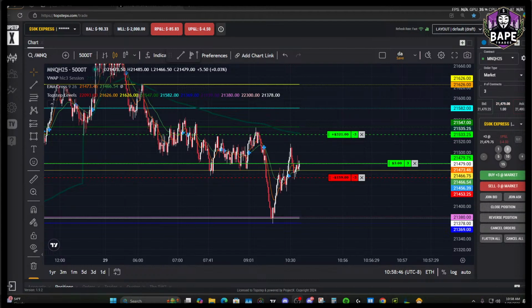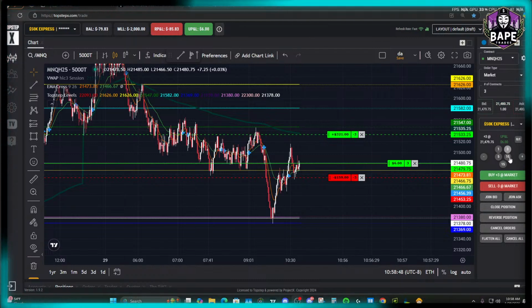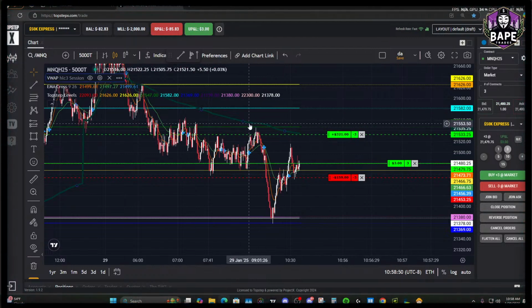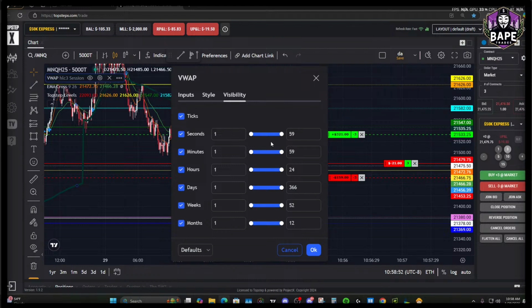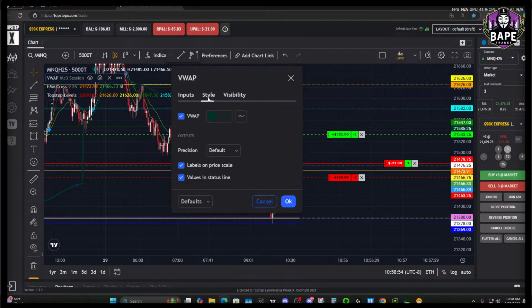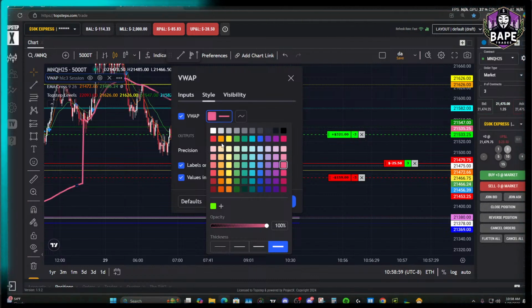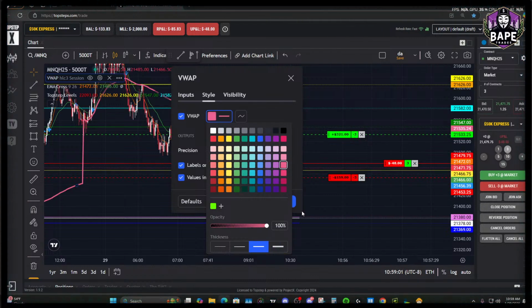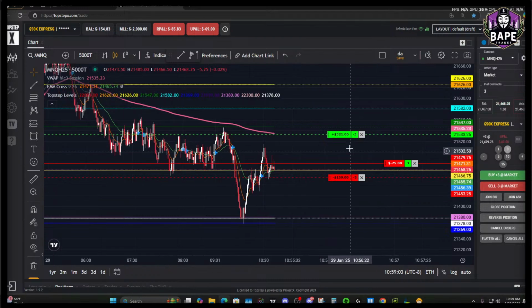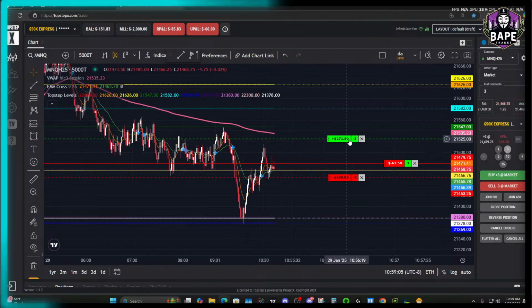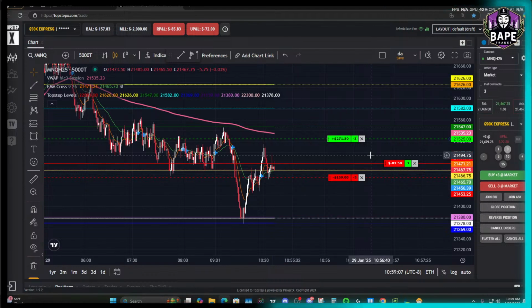2 minutes left. Let's see if we can get that push up. Let's get that push up to VWAP. How about that? Let's go to VWAP. I changed my color. Let's just change it to pink and then make the thickness like that. Yeah, let's see if we can get that VWAP touch.